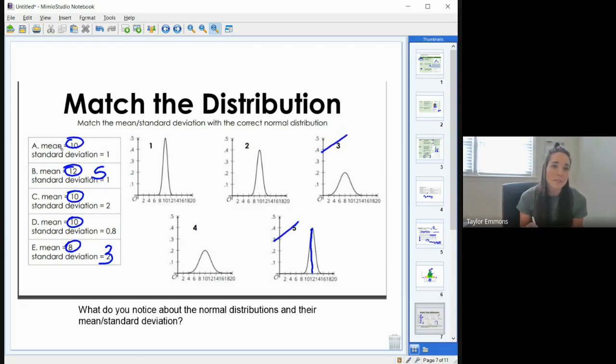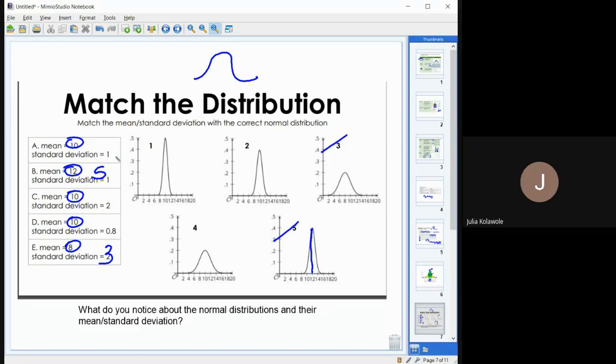All right. So now let's look at the standard deviations. Choice A has a standard deviation of 1. Choice C has a standard deviation of 2. And choice D has a standard deviation of 0.8. Okay. So how are we going to tell the difference between these? What is the standard deviation going to do to our bell curve? What is it going to do to the height, or maybe how far spread out it is?